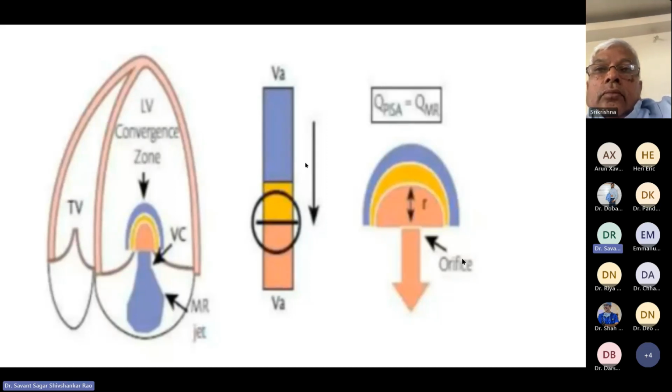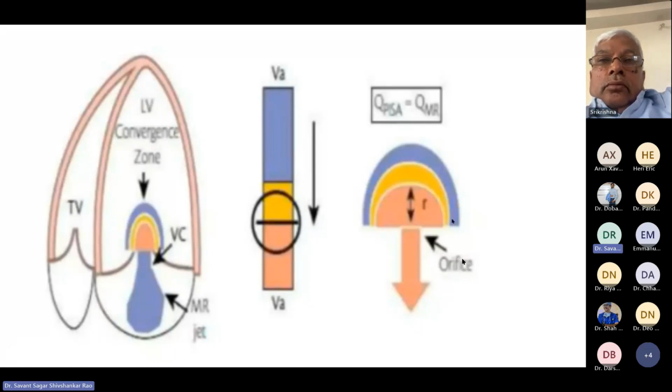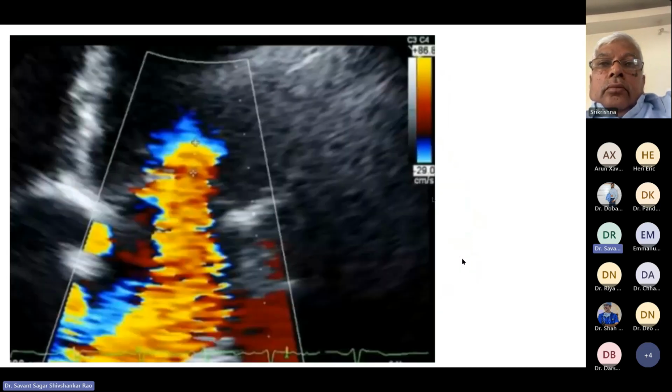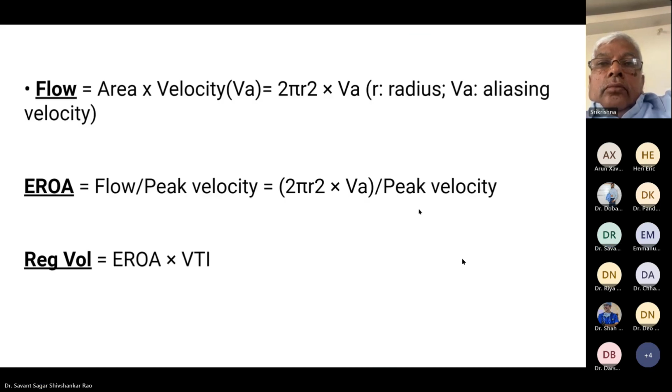So VA is the velocity at which we get the aliasing of this hemicircle, called the aliasing velocity, and R is called the PISA radius. Always this radius is to be used in central jets, not in eccentric jets. The parameter measured here is the PISA radius. On the right hand side, that is -29, the aliasing frequency, the aliasing velocity.